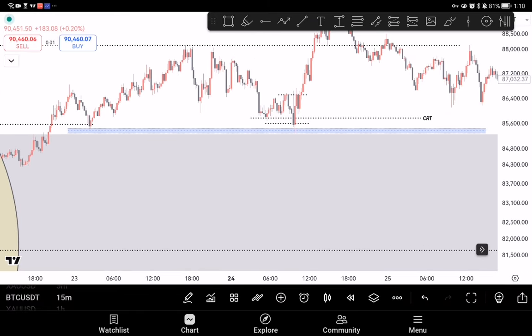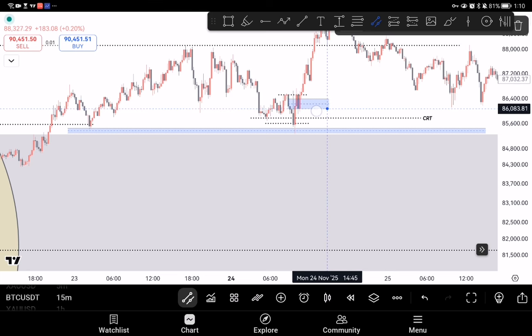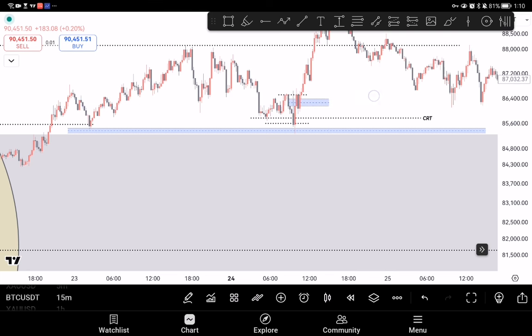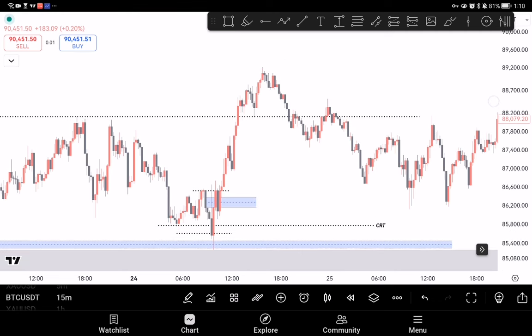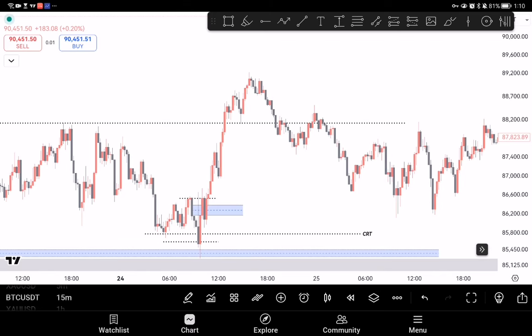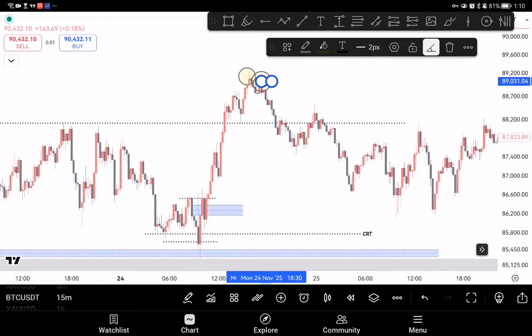And we had a fair value gap here. That's another one. Now, when we come here, what did we have? We have an SMT. What do I mean by we have an SMT? We are going to see that we have this high, right? And the second high failed to break above the first high.